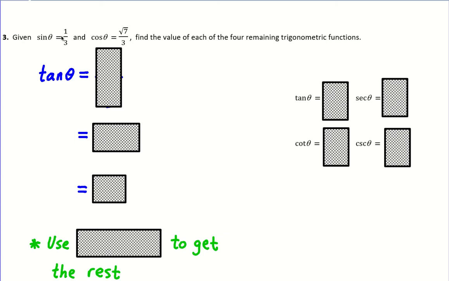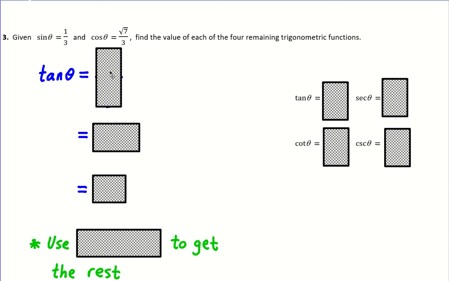So they give you this, and you've got to find the other 4. I can think of at least two ways to get tangent if they give you what they're giving you, sine and cosine. Here's one way.